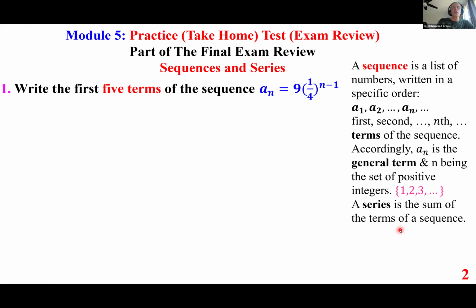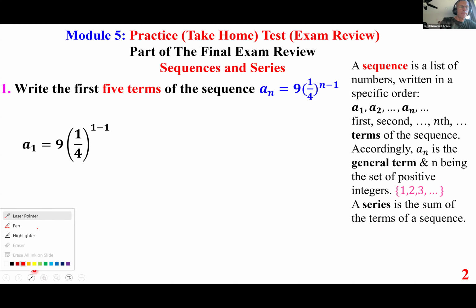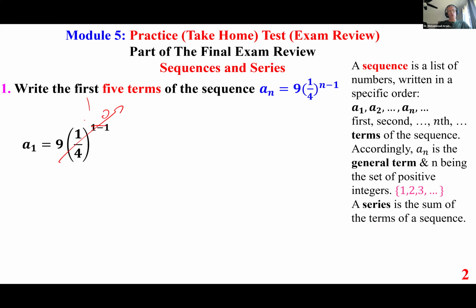So in this case, we want the first 5 terms, we start with 1, and so we're going to replace the n with 1. Obviously, that's 0. 1/4 to the power of 0 is 1, and you get 1. So 9 times 1 is 9. And we replace it with 2. This is 1. That means 9 times 1/4 is 9/4.